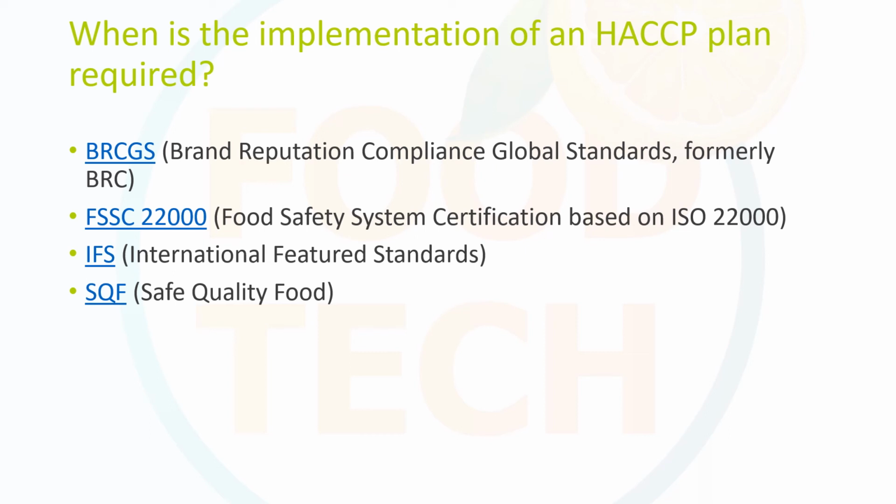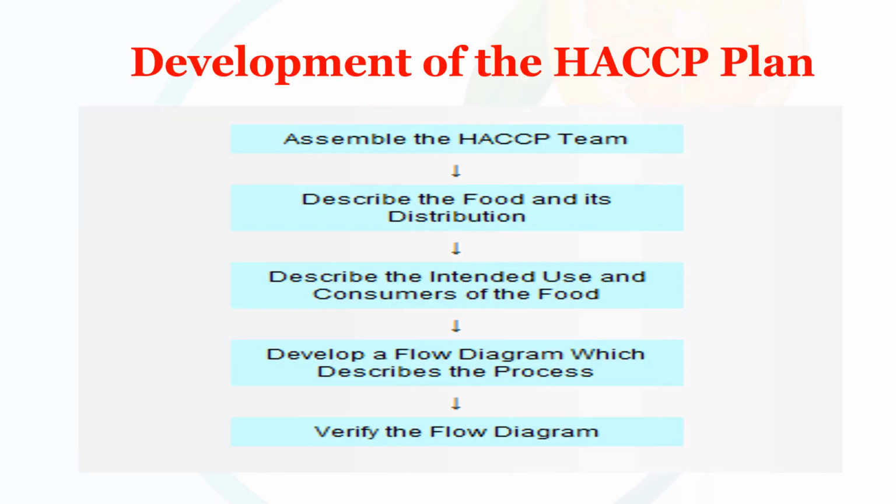And a HACCP plan is required for standards like IFS, International Food Standards, Safe Quality Food, Food Safety System Certification, and brand reputation compliance, and these are the certifications. If we have to take this type of certification, then HACCP is necessary, and then HACCP is carried out. Here is how the HACCP plan is developed, the process flowchart.